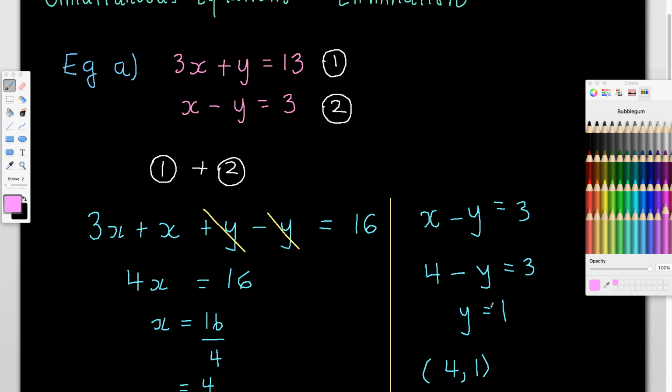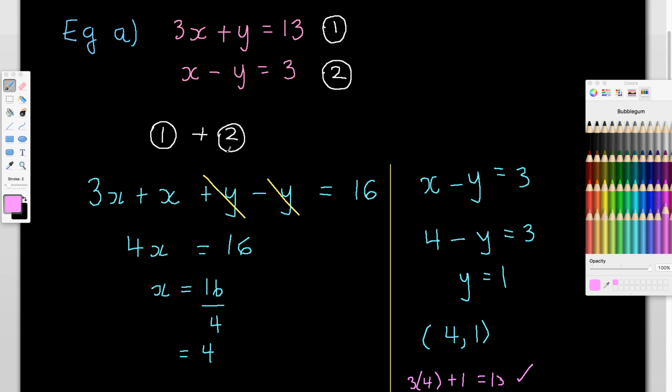So one thing that you want to remember is, well, a few things you want to remember. You want to label your equations because then it makes it really clear what you're doing. And see how I said, okay, I'm taking equation 1, adding equation 2. You should always be doing that in your working, so it's very clear to me what you've attempted to do.